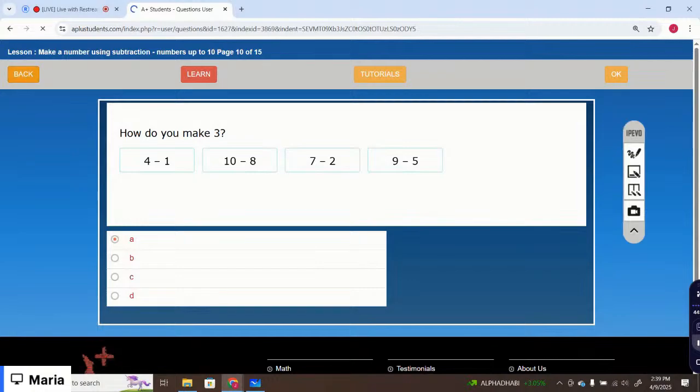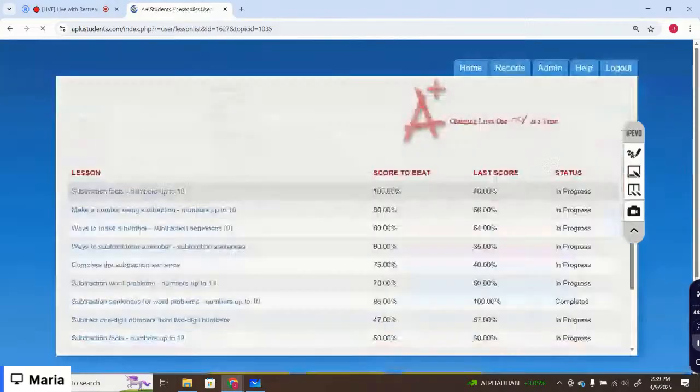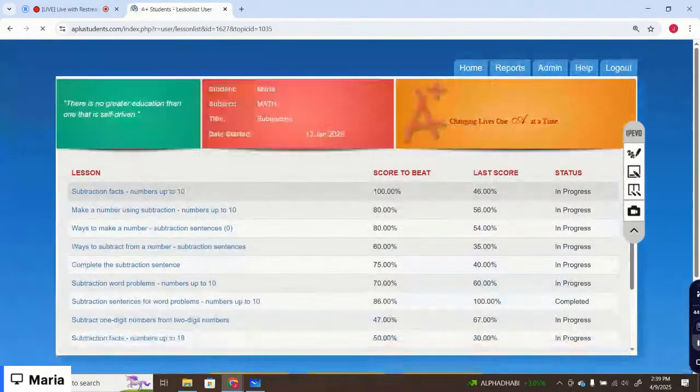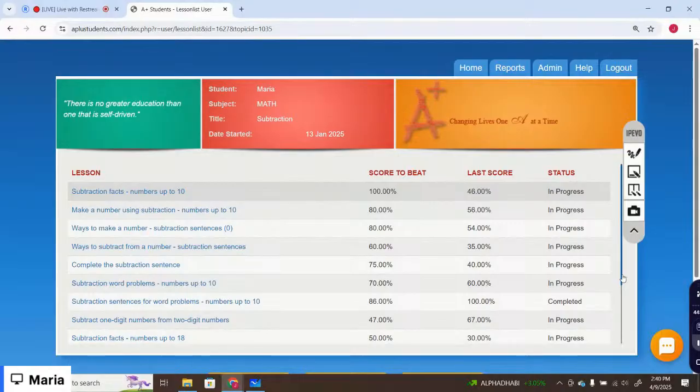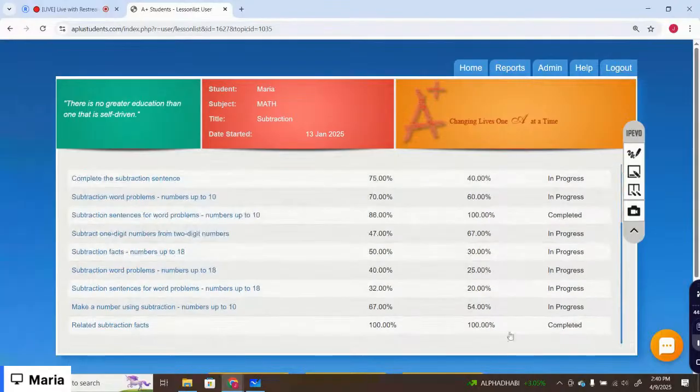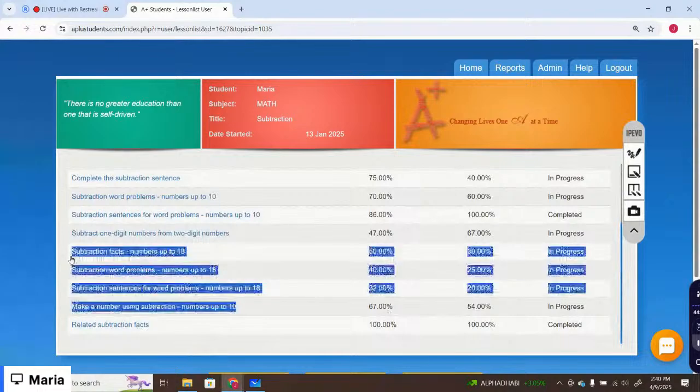Okay, you can complete the lesson by yourself today. So we were working on grade one math. The chapter we are working on is subtraction. The lessons we have covered today are subtraction facts numbers up to 18, subtraction word problems numbers up to 18, subtraction sentences for word problems numbers up to 18, and make a number using subtraction sentences numbers up to 10.